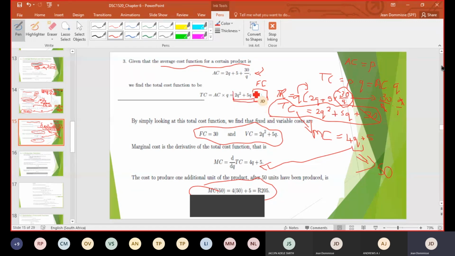And I think that is the importance in here, is how they got to it. So when it's fixed, there can't be a Q linked to it. When there's a Q linked to it, then it is part of your variable cost.